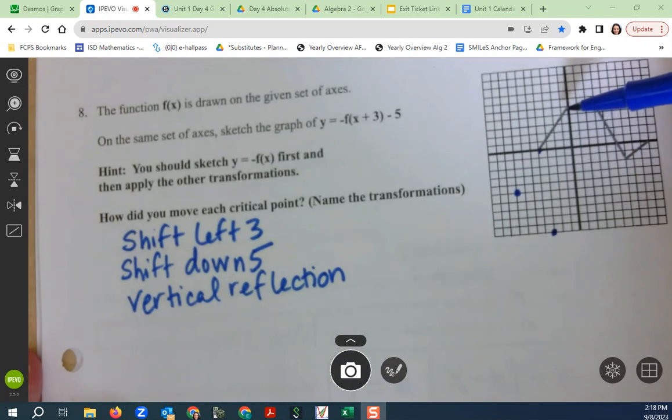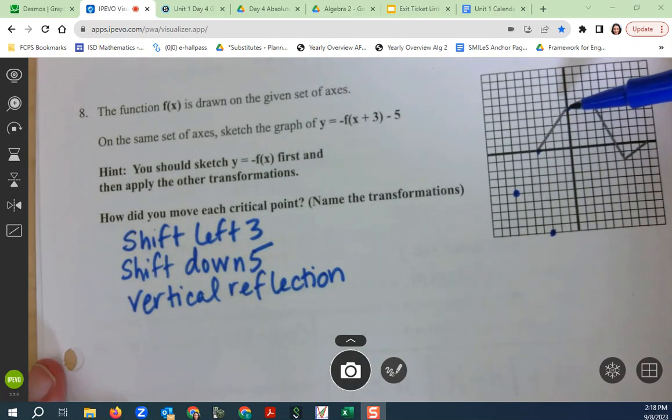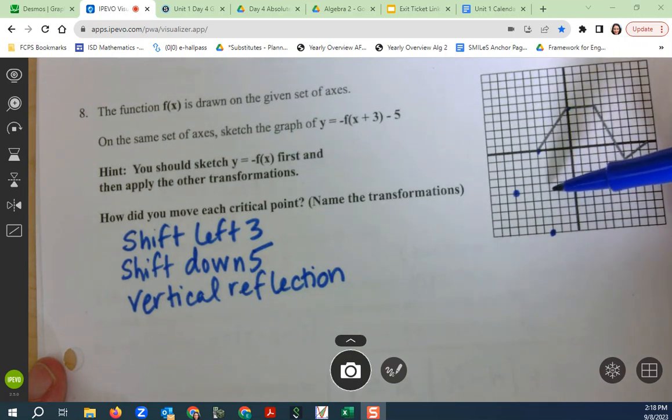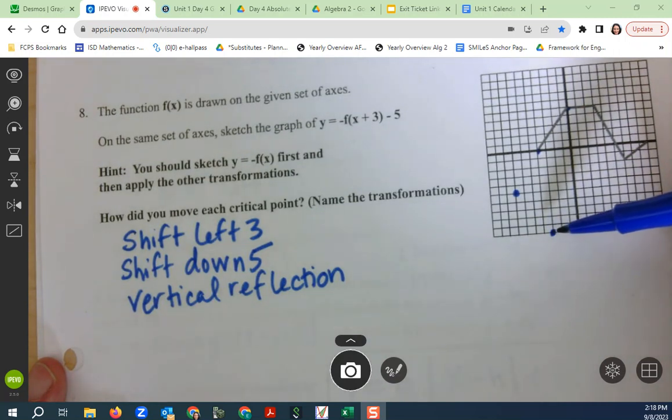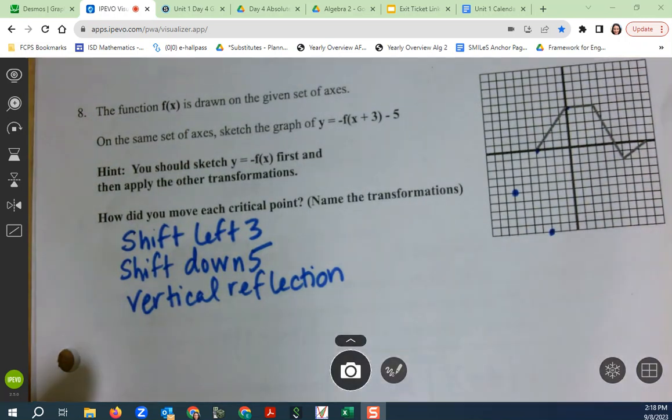So this is the point. I'm going to reflect it first. Reflecting it over the x-axis brings it from 5 above to 5 below. So I'm here at 5 below. And then I go left 3. And then I go down 5. Now you don't have to wait for me to do each point. You can do these points on your own if you're getting it. Okay? I'm going to do the next one.